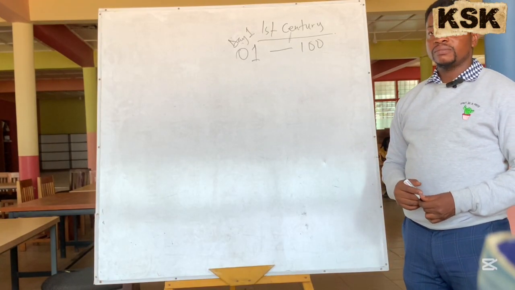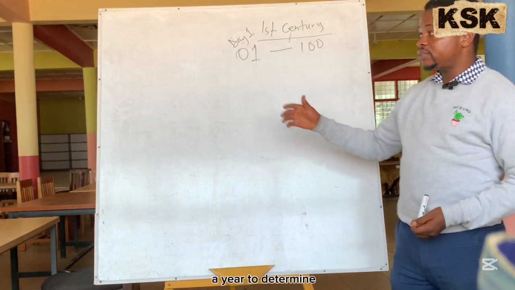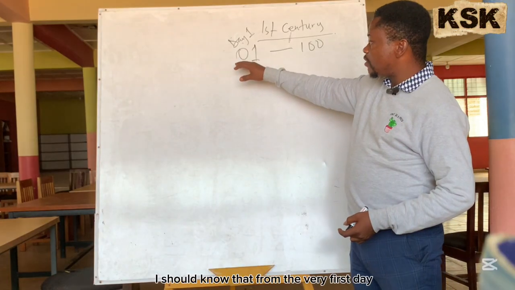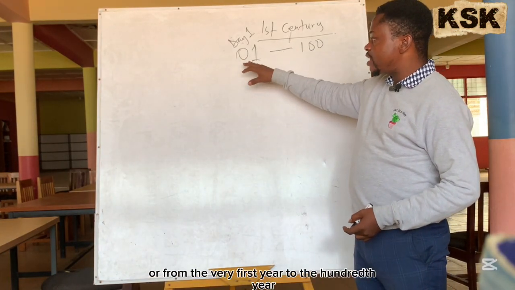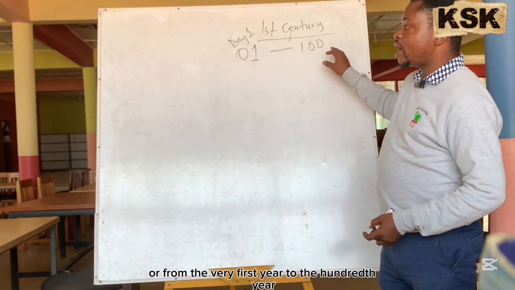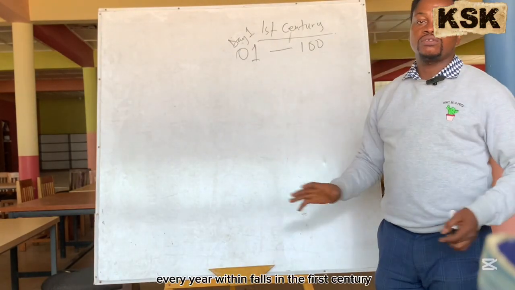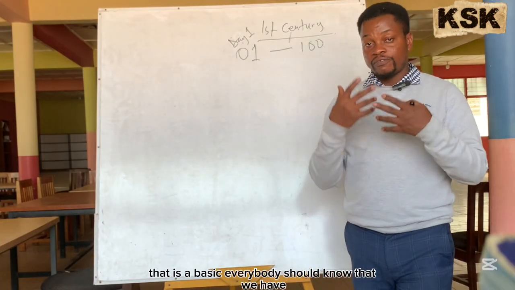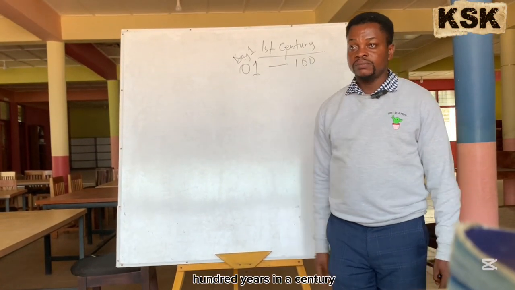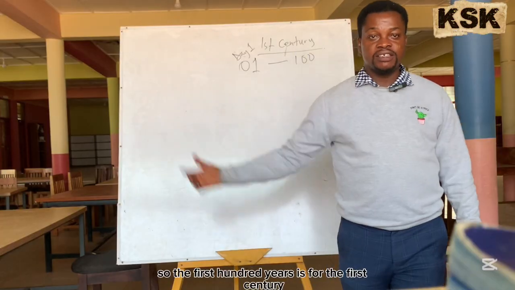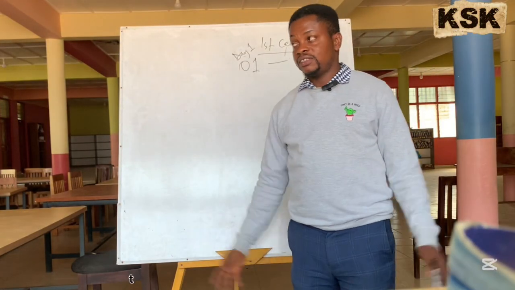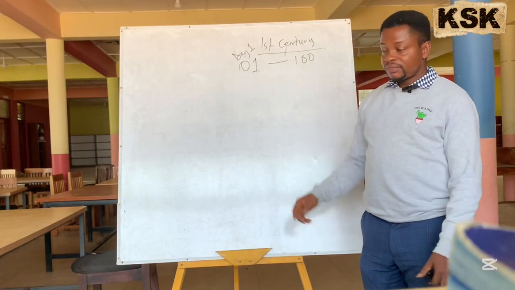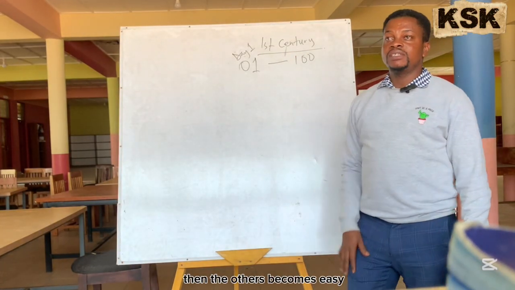If I'm given a year to determine, I should know that from the very first day or the very first year to the 100th year, every year within falls in the first century. That is basic, everybody should know. We have 100 years in a century, so the first 100 years is for the first century. So having noted that, the others become easy.